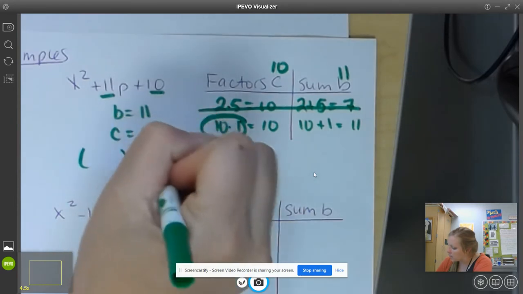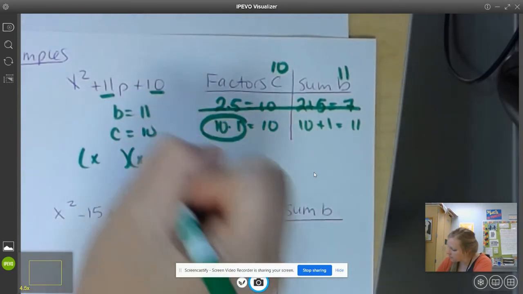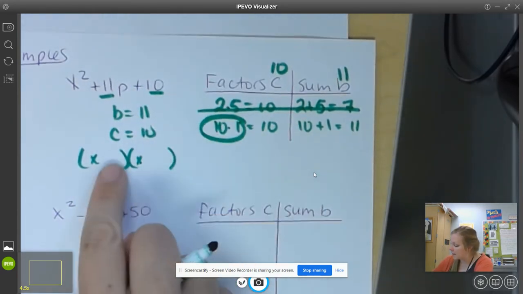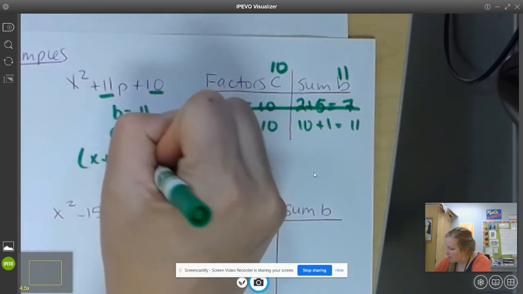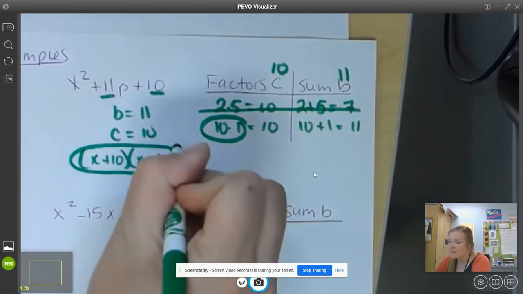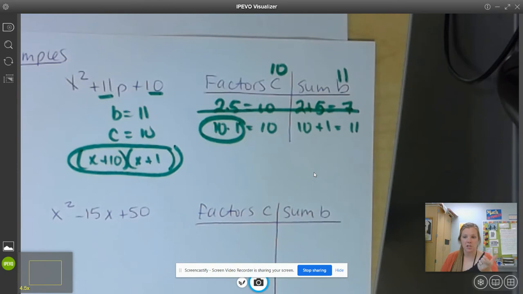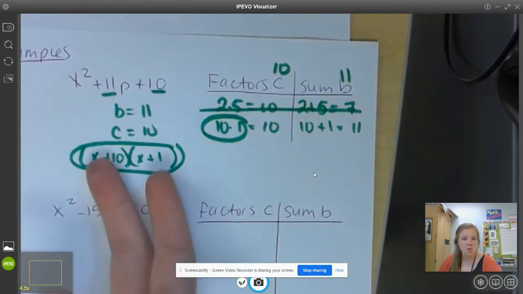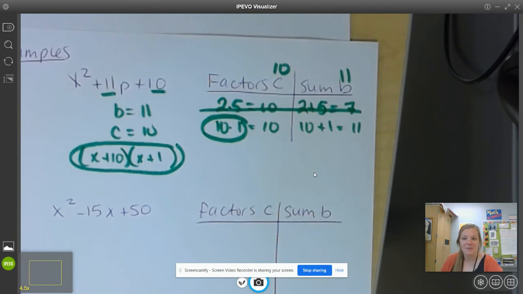And so I always set up my problem the same. And I'm just going to drop in 10 into one and the 1 into the other one. It doesn't matter what order you do. This is a multiplication problem, so multiplication is commutative. So I can switch the order, but that's my factored answer.